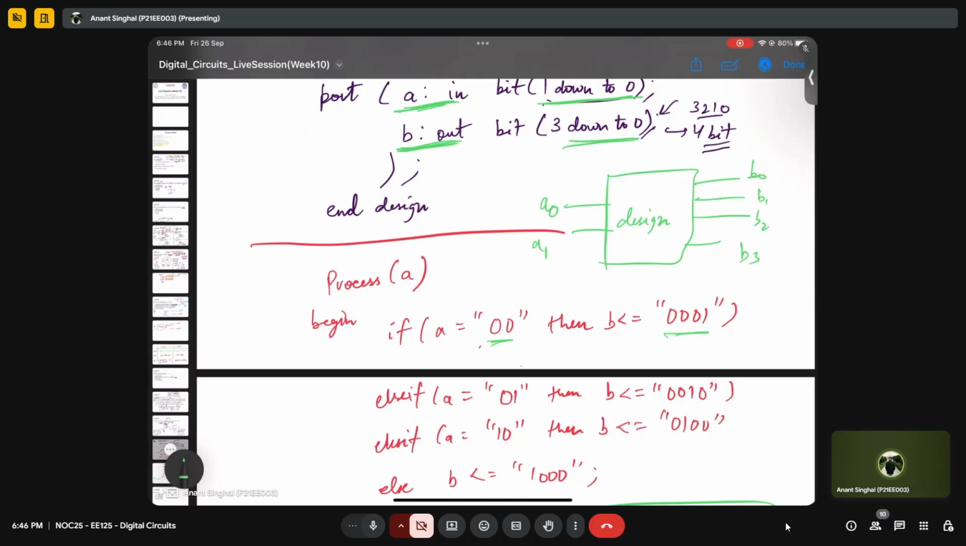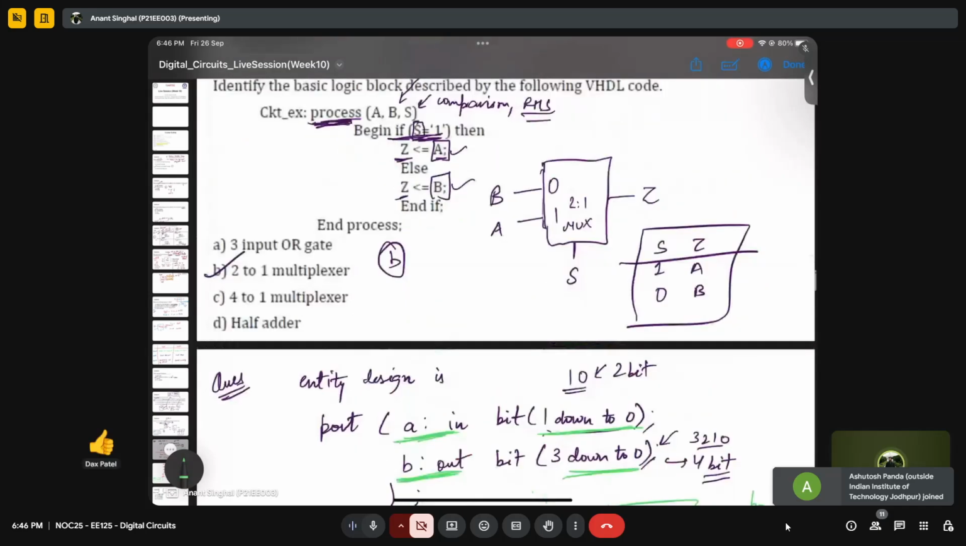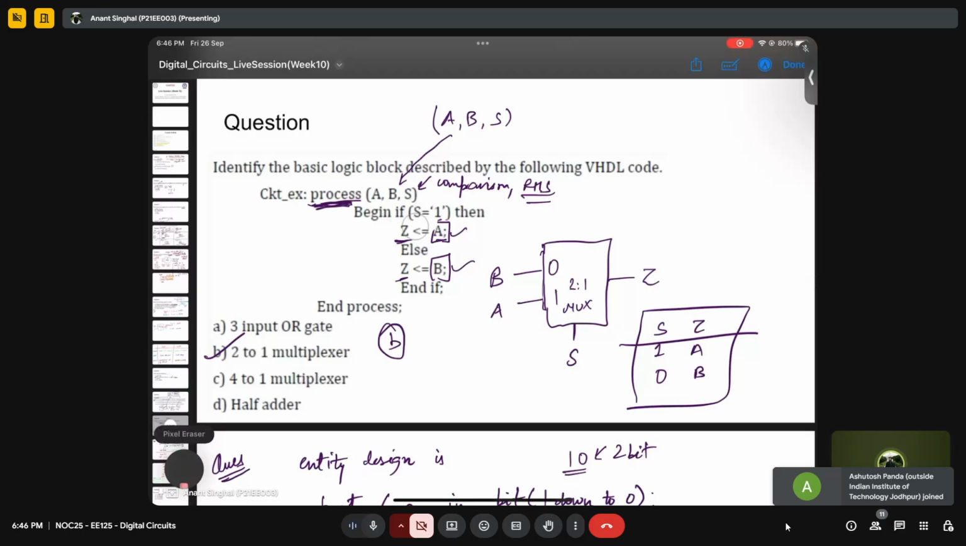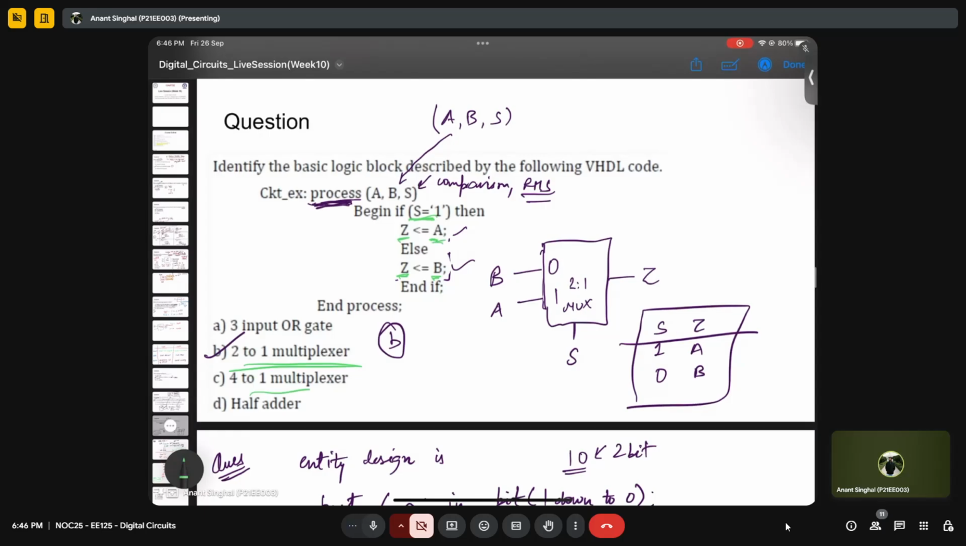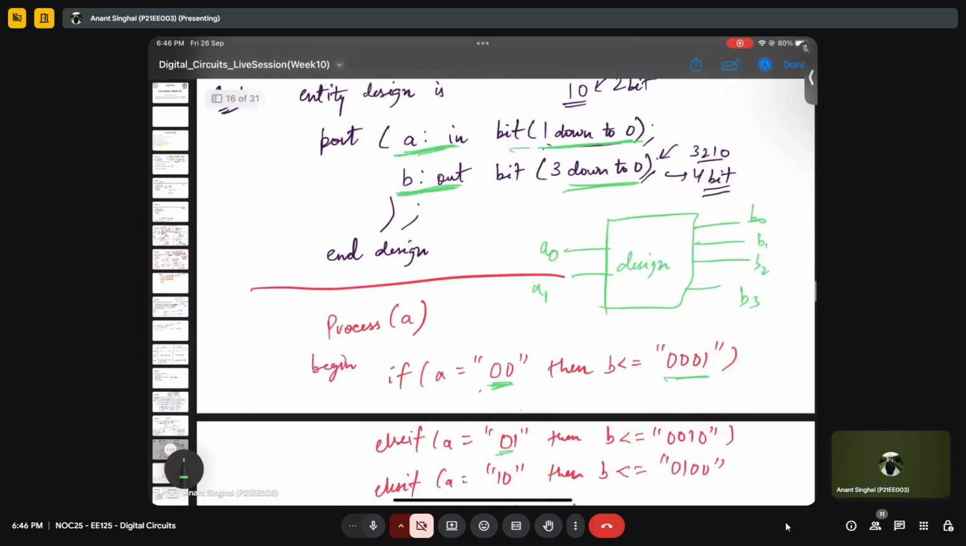I mean, I was just trying to give you an idea. Similarly here, you would have seen that there were two conditions, so we could have easily seen that there is a select line, so it could be either a multiplexer or a demux, and there is a single output and multiple inputs, so that already confirmed that we have a multiplexer. Since there were only two inputs, it is a 2 cross 1 multiplexer.